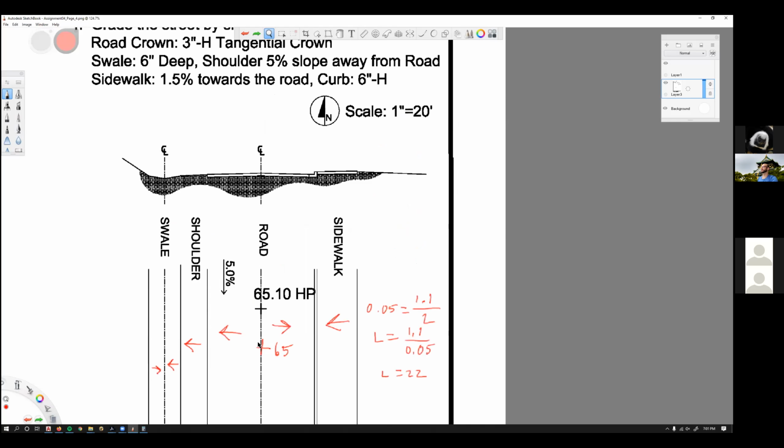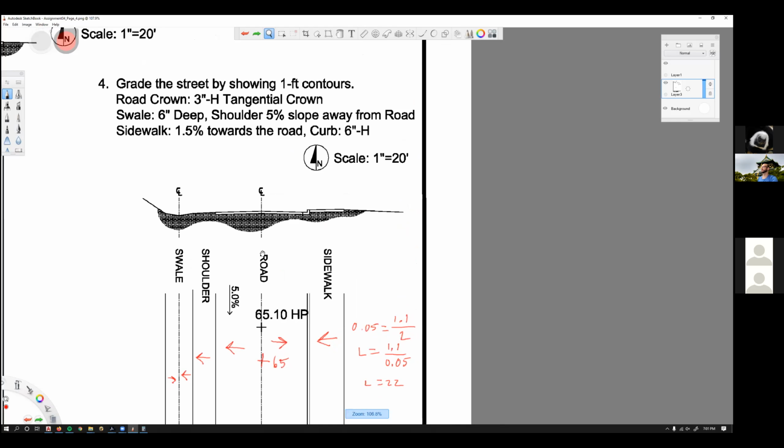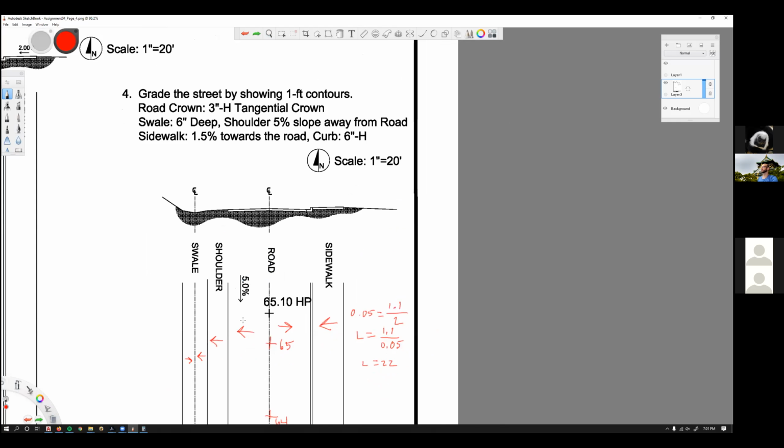And then if we read, we can see what our cross slopes are. We don't know what this cross slope is, but we have something better. We have the difference in elevation, 3 inches or 0.25 of a foot. Swale, same thing, 6 inches. Shoulder has a 5% slope, cross slope, right? So it's a 5% longitudinal slope, and it's also a 5% cross slope.